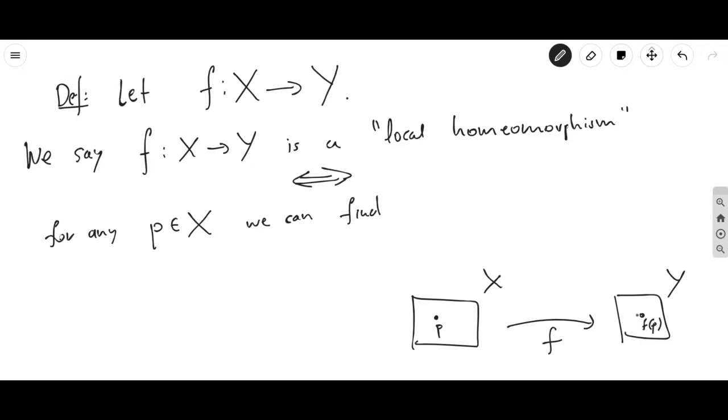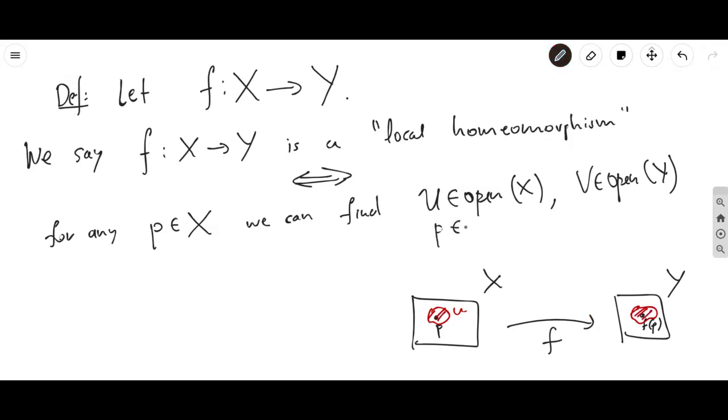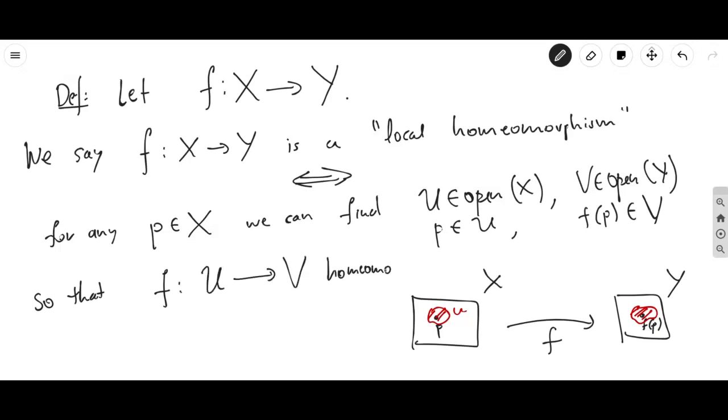And what we're saying is for any P in X, we can find an open set U in X and another open set V in Y. So you can find an open set over here and an open set over there. Both of them contain these two points, where P is in U and F of P is in V, so that F will map U to V homeomorphically. So when you restrict the function to the smaller set, it will map U to V homeomorphically.